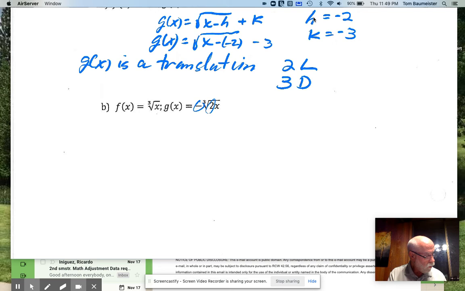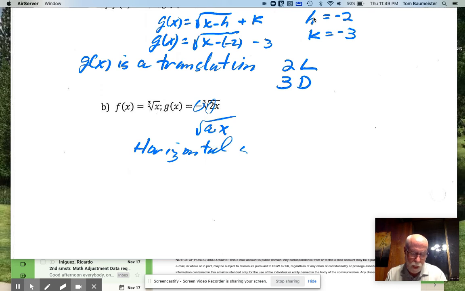What did I tell you? On the inside, it is a times x on the inside. So that would give us a horizontal stretch. Remember, I keep saying when you hear the word horizontal, what do you do to the number that you have? You're just going to flip it.